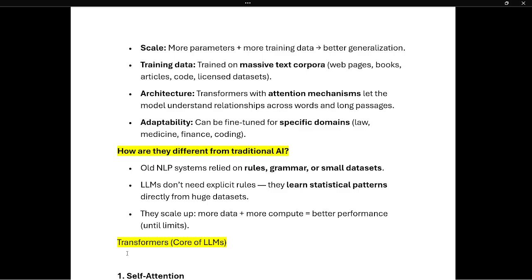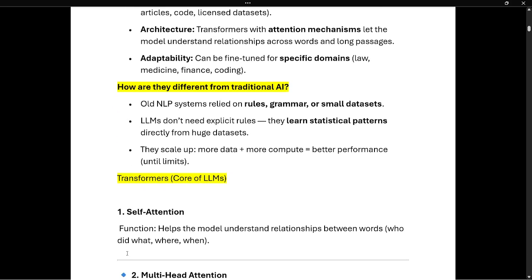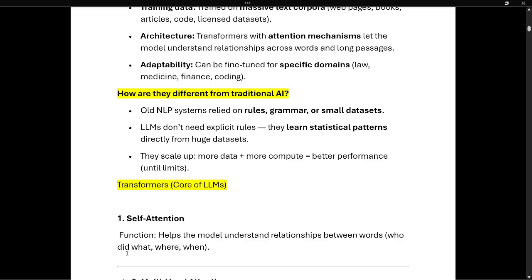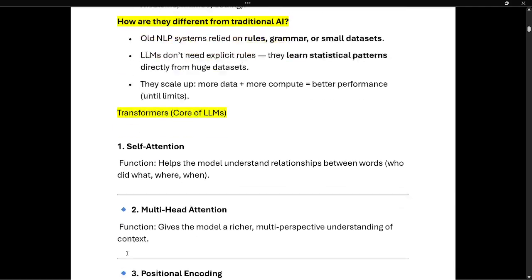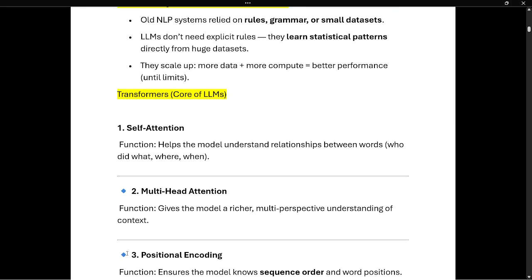Now we can see the core concept of LLMs. That is called the transformer basically. In the transformer we will see certain concepts, like what is called self-attention. So what is self-attention in the case of a transformer?